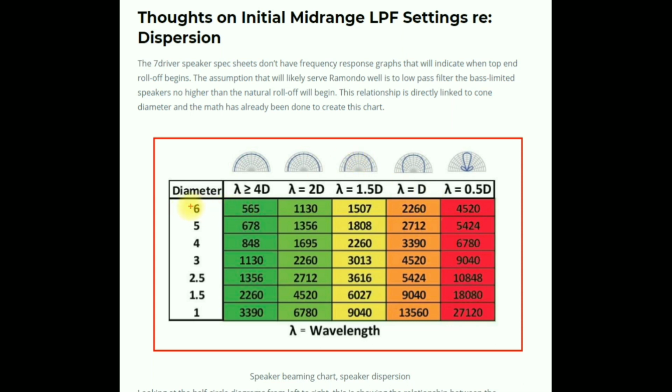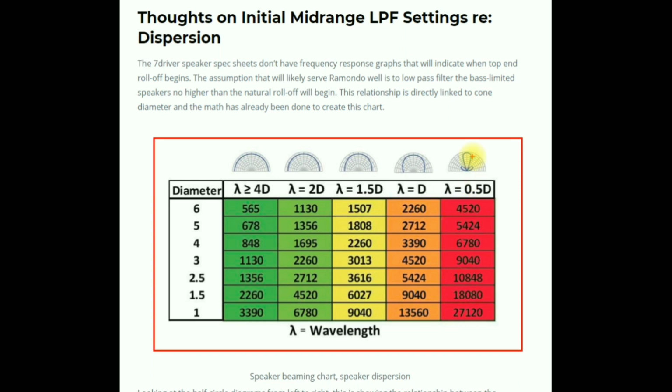if we just pick the 6-inch woofer diameter and focus on the orange column, that's essentially the highest theoretical low pass filter frequency that we'd ever want to choose.